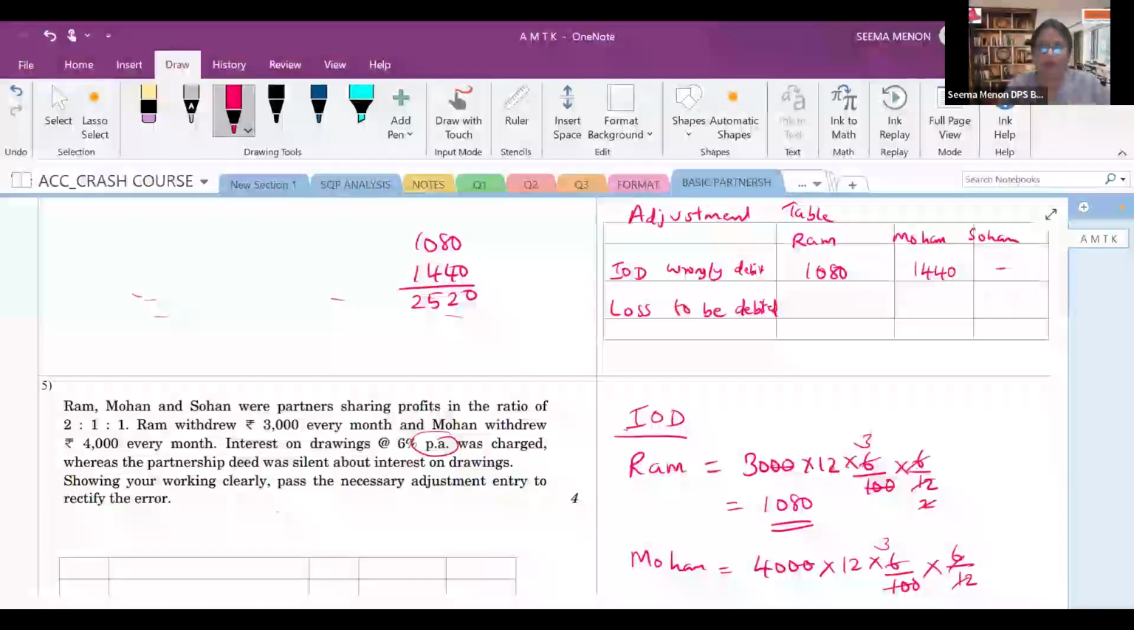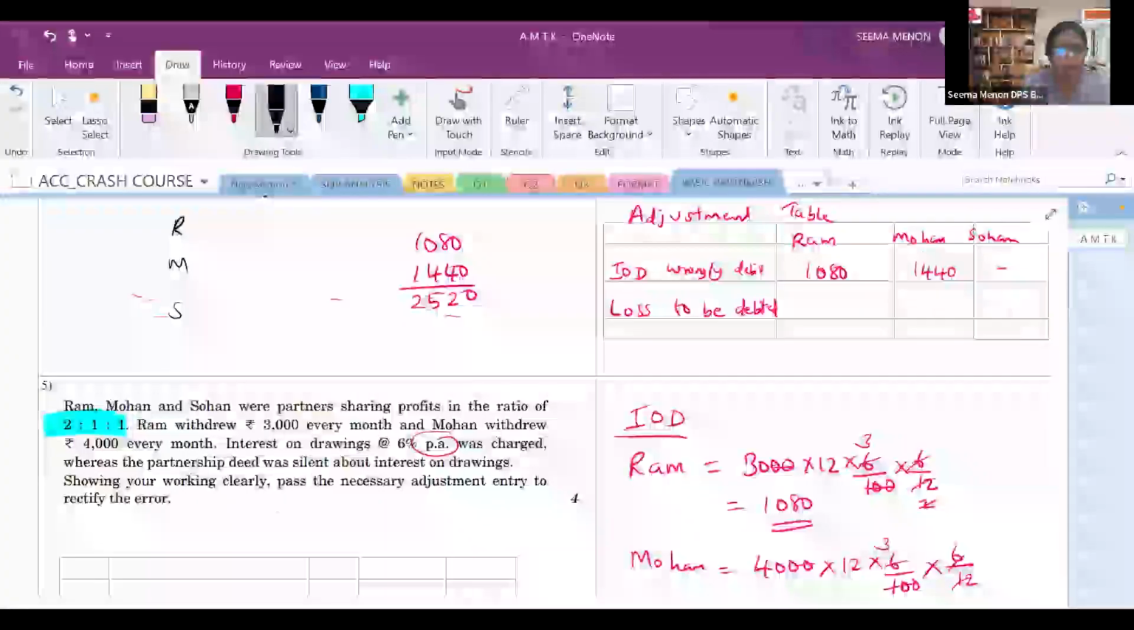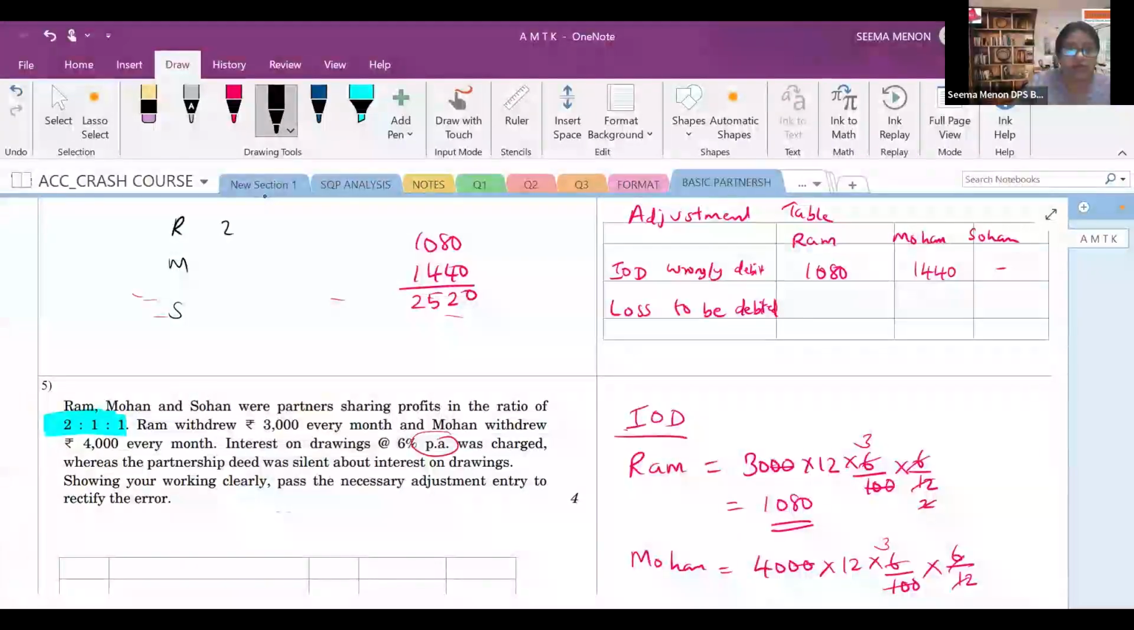Now what is to be done? The firm will consider this as a loss and distribute it among the partners in their profit sharing ratio, that is 2:1:1. Let's find out for all the partners: Ram, Mohan, Sohan. For Ram, it is how much? 2,520 multiplied by 2/4. And for both the others, it is 1/4. The calculation should be proper. You have to always cross check it. So how much will it become?